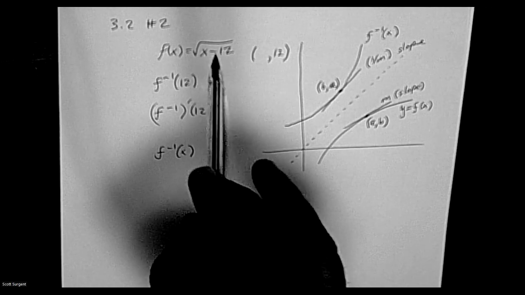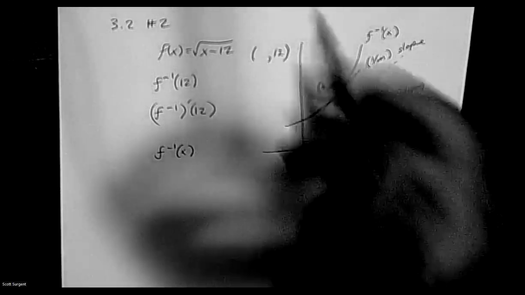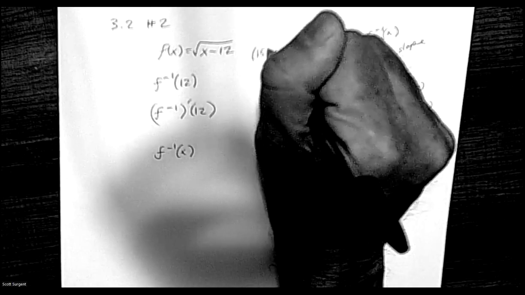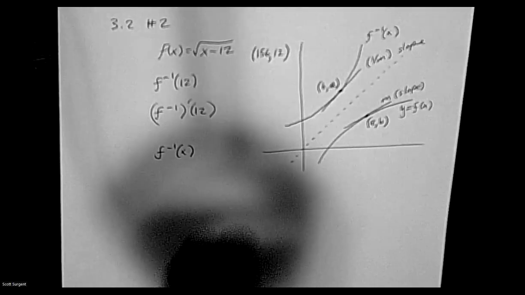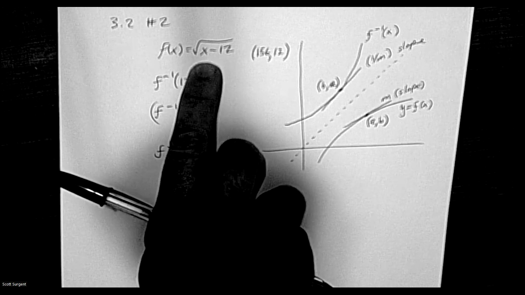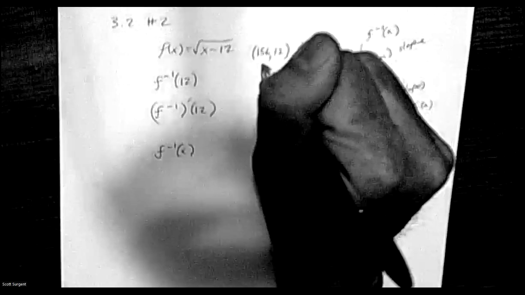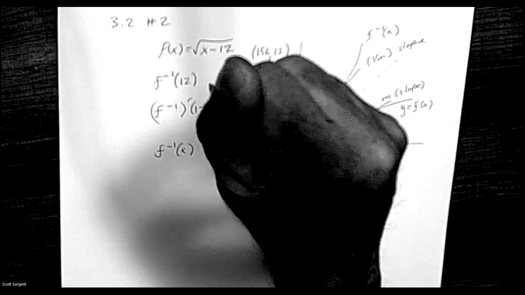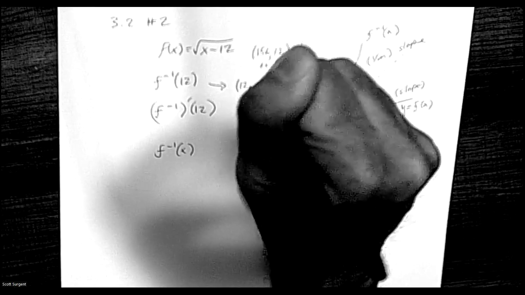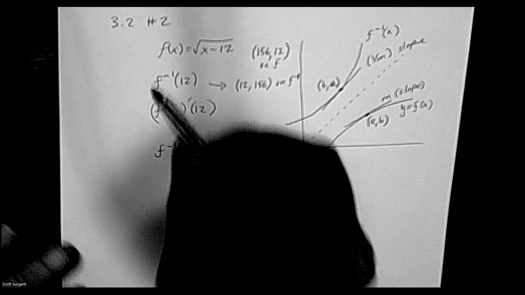It's actually not critical. Well, actually, let's go ahead and do it. You want 144. That means x would have to be 156. Because 156 take away 12 is 144, and then the square root of 144 is 12. All right. That means this is a point on F. That means if I reverse them, 12 comma 156 is on F inverse. Okay. Now check this out.